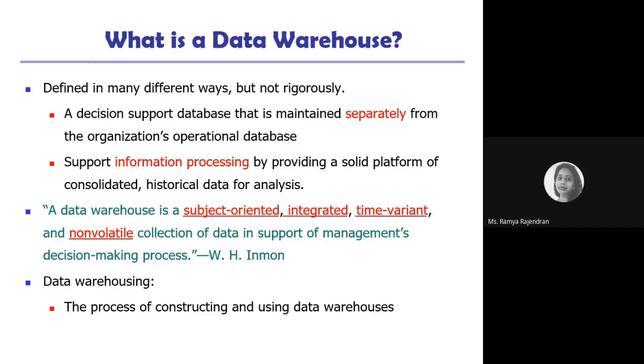Whereas the other database, which is used for operational purposes, is accessed by a different type of people. Okay, the definition of a data warehouse is that it is a subject-oriented, integrated, time-variant, and non-volatile collection of data in support of management's decision-making process. Don't worry about these four terms: subject-oriented, integrated, time-variant, and non-volatile. We'll talk about them in detail in the forthcoming slides.